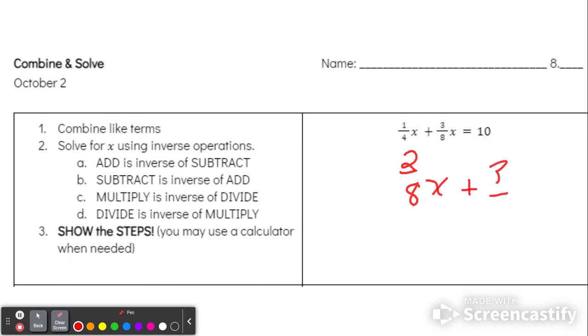Now I can combine the like terms. I have 2/8 x plus 3/8 x. I have 5/8 x equals 10. Now, what's happening to my x? He's being multiplied by 5/8.